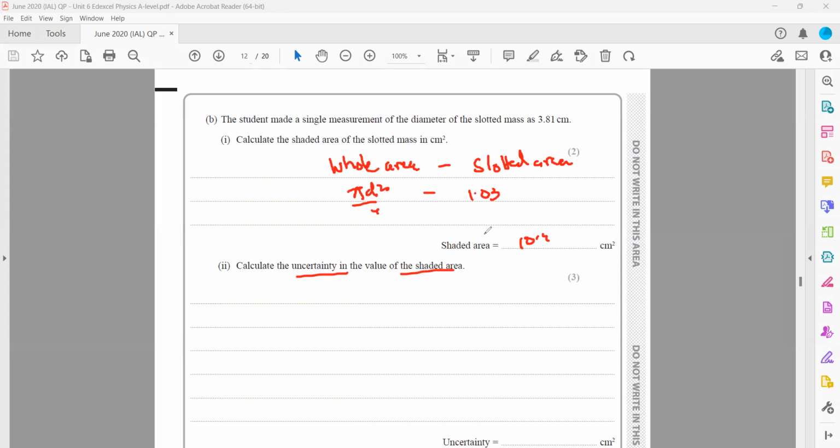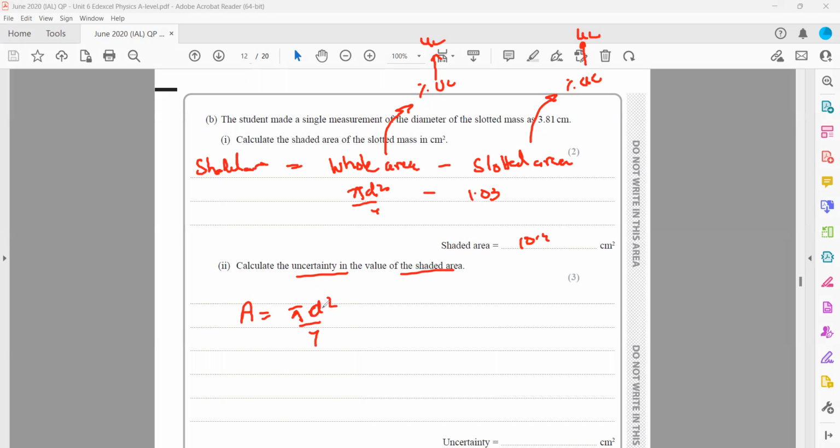Then uncertainty in the value of the shaded area. So how is the shaded area calculated? The shaded area is calculated by whole area minus slotted area. So first we'll find the percentage uncertainty in the whole area. Then we'll find the percentage uncertainty in the slotted area. Then this percentage uncertainty will be converted into uncertainty of whole area and uncertainty of slotted area, and uncertainty always adds, even when quantities are multiplied, divided, subtracted, or added. Uncertainty always adds. So we work out the uncertainty in the whole area because the whole area is pi d square by 4.